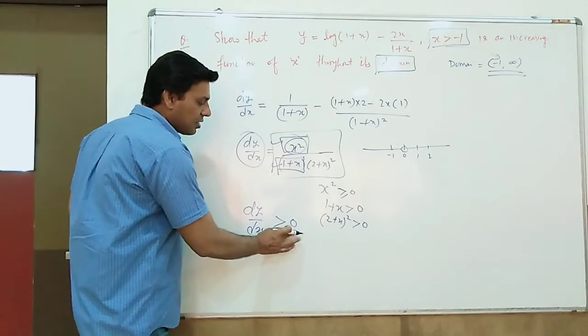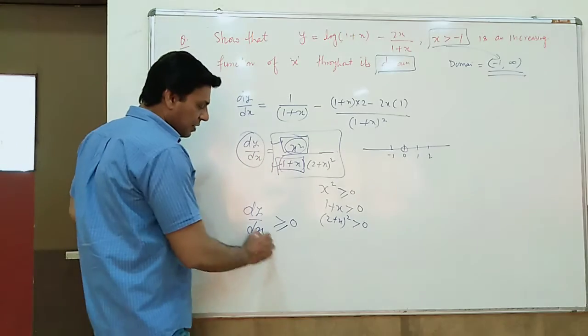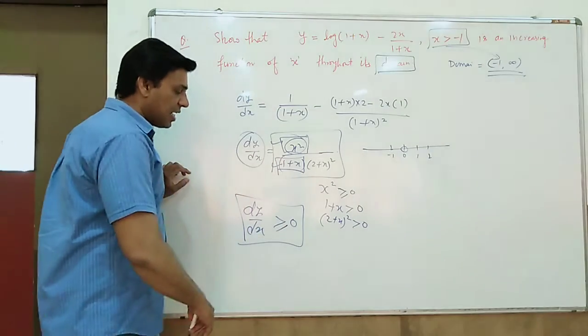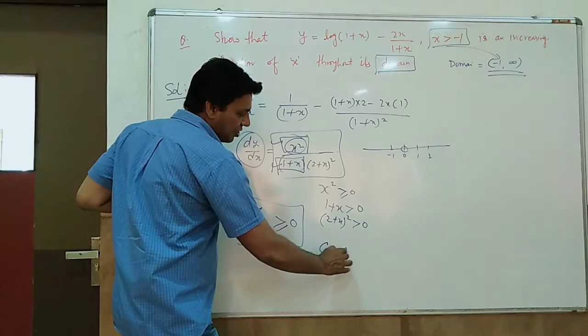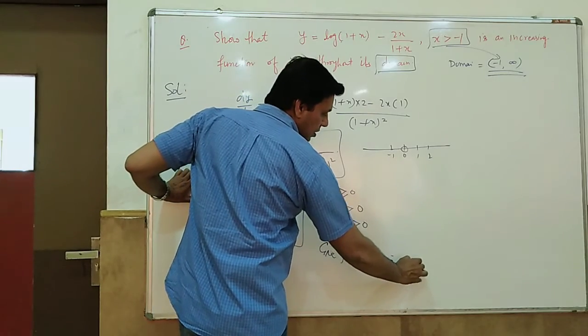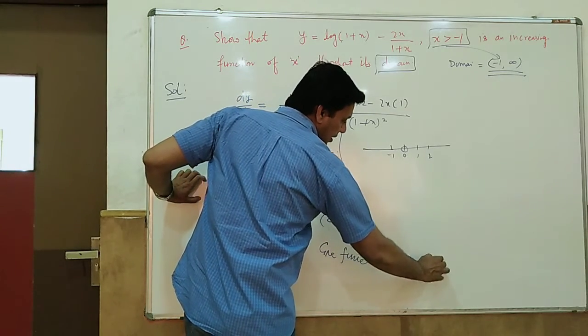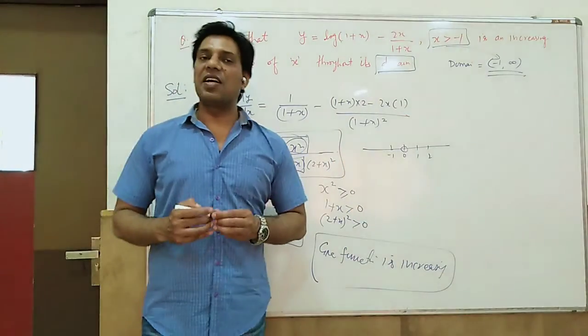So I can write like this. I cannot say that this function is strictly increasing. So I will write: because dy upon dx is greater than or equal to 0, the given function is increasing.